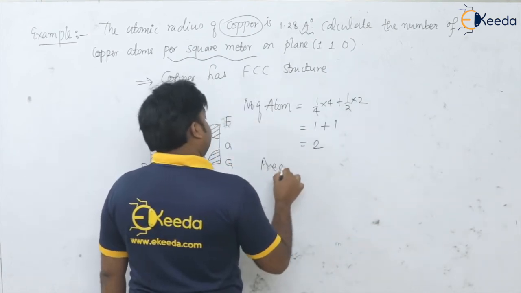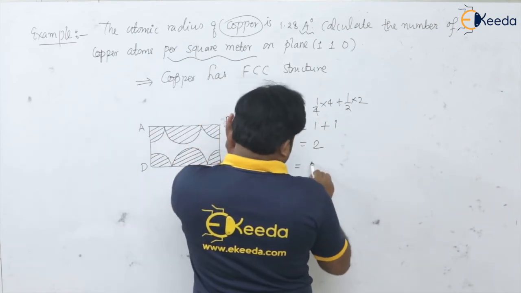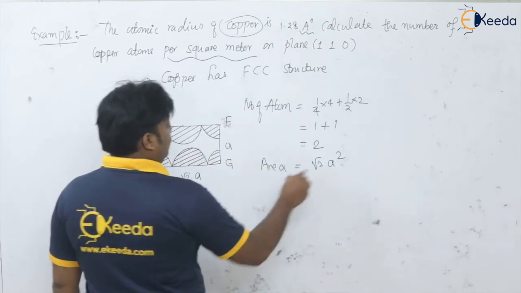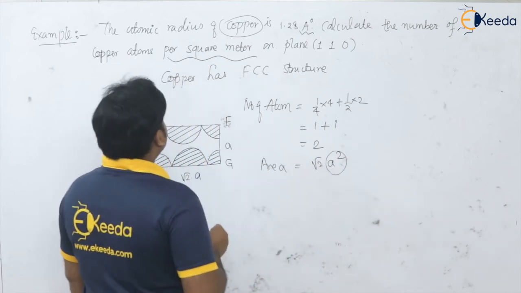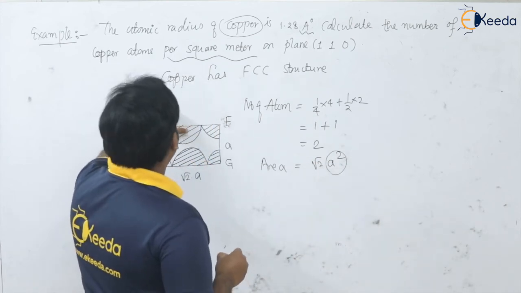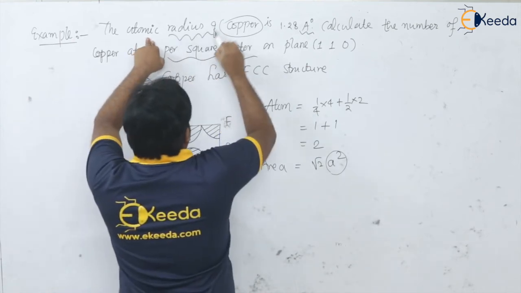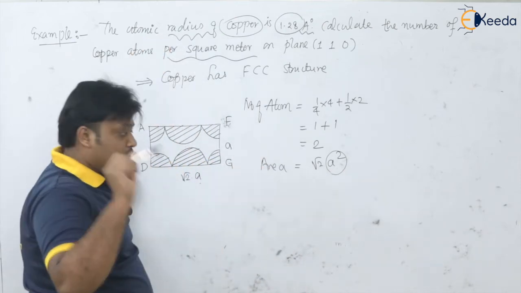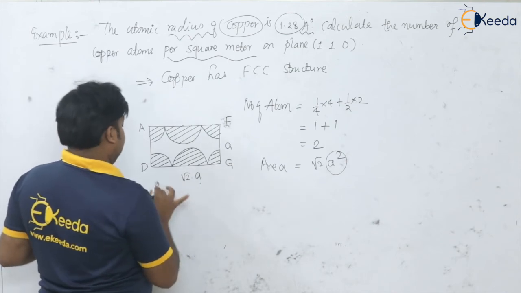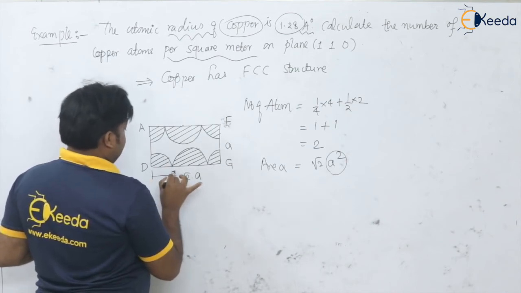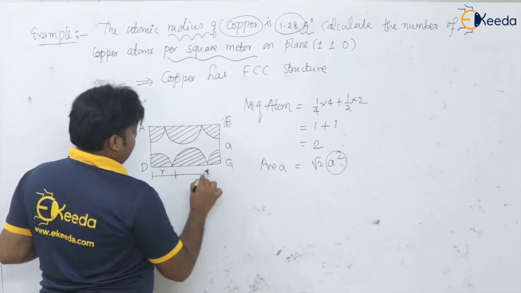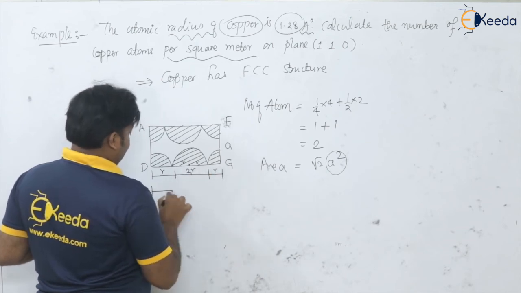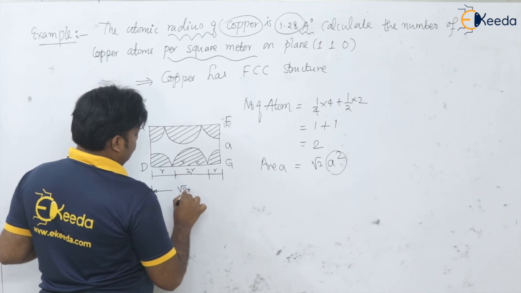And the area is root 2 A square. Now the thing is that they have not given the value of A, but they have given the atomic radius, that is 1.28 angstrom units. So we know the relation between A and R: this is R, this is R plus R, that is 2R, and this is R, and this total distance is root 2 times A.